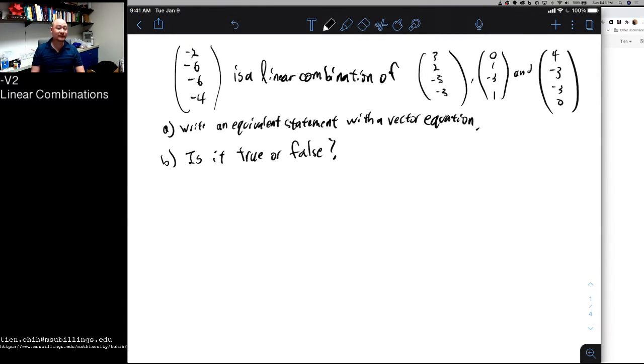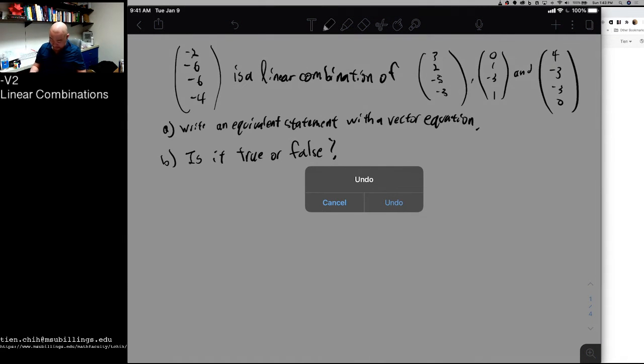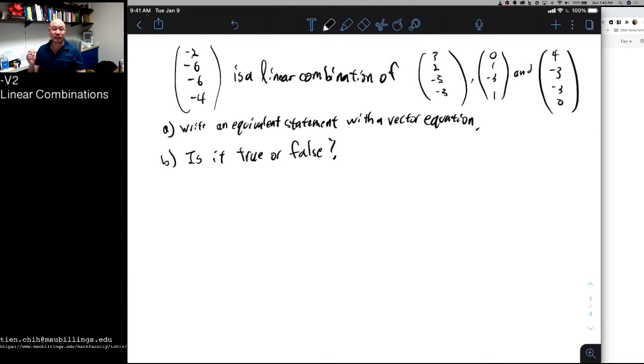Alright, so in this video we're talking about linear combinations, and in particular the question has come up here whether or not this vector here on the left hand side, -2, -6, -6, -4, is a linear combination of these three vectors here on the right. So in order to answer this question, we take two steps.